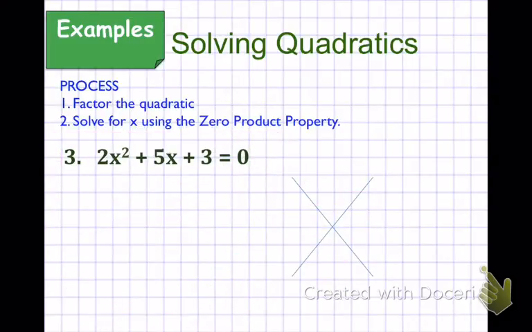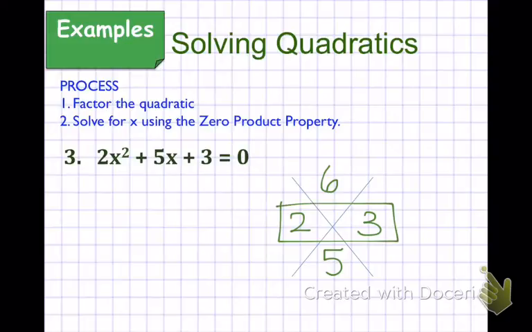Number 3, we're going to go ahead and set it up. Unfortunately, we will not be able to use the shortcut because of this 2 right there, so we're going to have to do it with grouping. So let's go ahead and set up our x factor. 2 times 3 is 6, and 5 goes at the bottom. So we're going to use the numbers 2 times 3 is equal to 6, and 2 plus 3 equals 5.